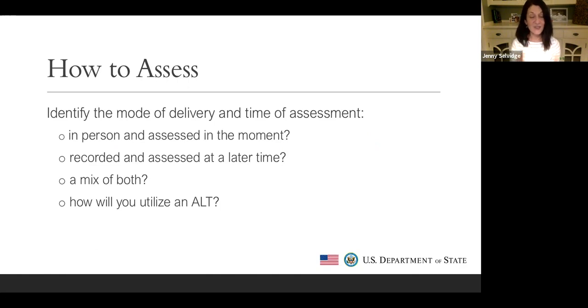In this case, if you have a class of 40, you might think about how to utilize an ALT. So how would you maybe divide this assessment task between you and another teacher? Because it's a lot for one person.